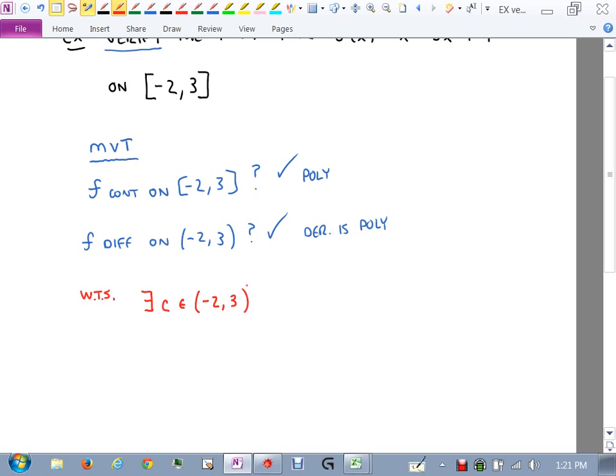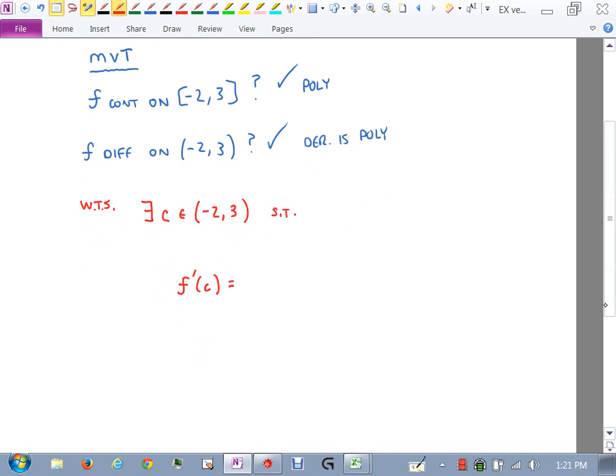I want to show that there exists a c in there such that the derivative at that c, which I don't know yet, is equal to f of b. What's b for me? 3. f of 3 minus f of a. What's a for me? -2. All over b minus a, which is 3 minus -2. So f of 3 and f of -2 is just what I get when I plug 3 into the function, and then when I plug -2 into the function, I subtract those.